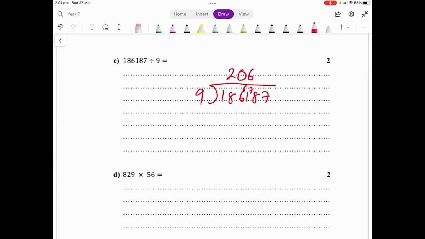78 divided by 9, which is 8, remainder 6. And 67 divided by 9 is 7, remainder 4. And that's our answer, 20,687, remainder 4. Question D, we write our algorithm.